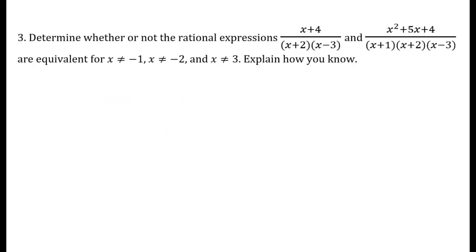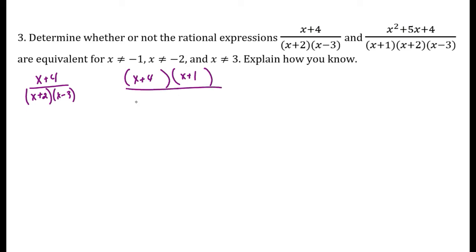Determine whether or not the rational expressions here are equivalent. Explain how you know. So here's my first rational expression, (x + 4)/((x + 2)(x - 3)). And then the second expression, I should definitely factor that numerator. That numerator factors as what multiplies to 4, that adds to 5. Make sure you ask yourself those two questions. And you get (x + 4) and (x + 1). 4 times 1 is 4, 4 plus 1 is 5. Over (x + 1) over (x + 2).